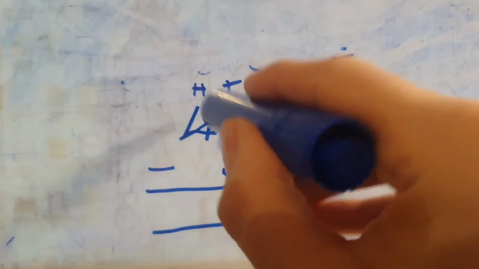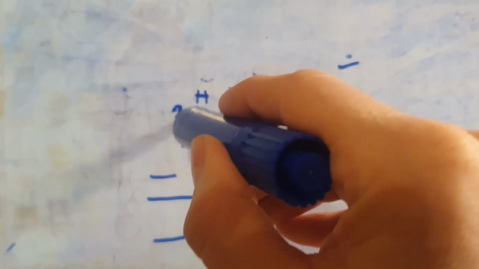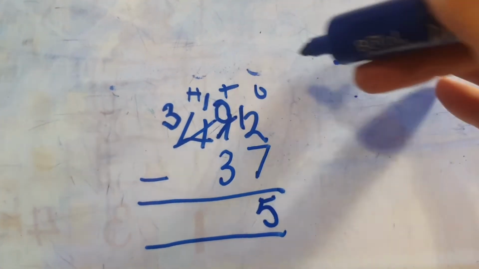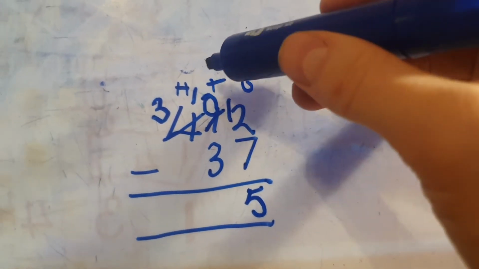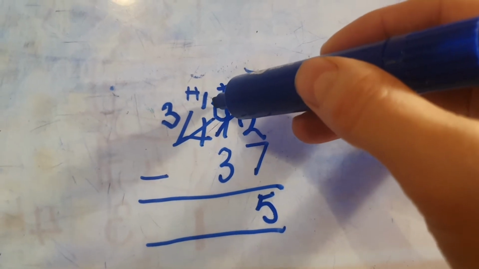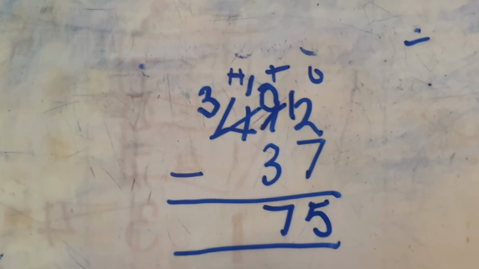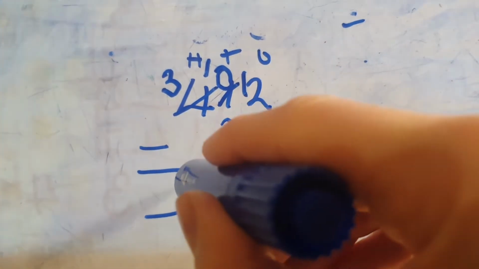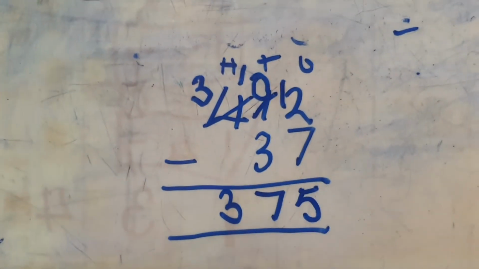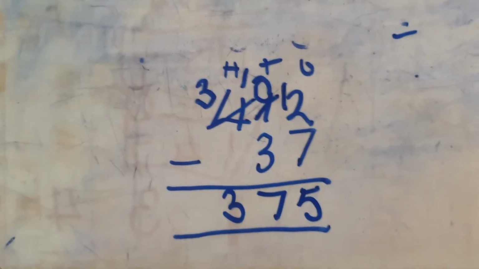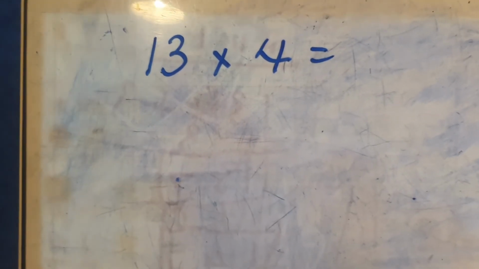So how am I going to do that? So then we have to go over here next door and we take a 100 away. And it leaves me with 300s, and I put that 1 over here. So now I've got 10, take away 3, which is 7. And I've got 3, take away nothing is 3. So your answer would be 375.